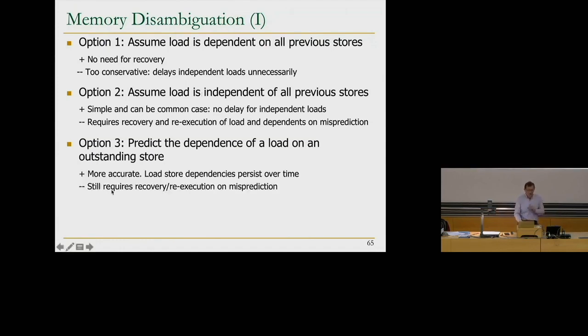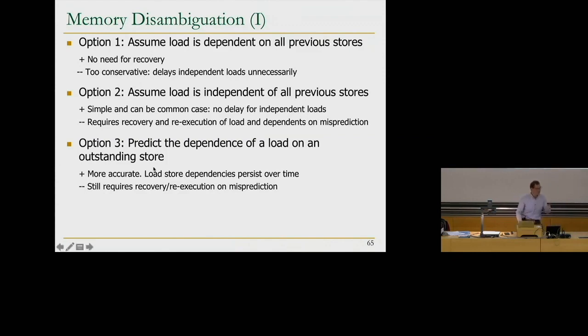The option 3 is the intelligent option. You basically predict the dependence of a load on an outstanding store. I'm not telling you how to actually do that. There are mechanisms for this. Actually, this was the subject of a very prominent legal battle between one university, whom I will not name, and a bunch of companies. The university claimed that they actually patented this work, and the companies used some sort of memory disambiguation, and there was a huge legal battle that lasted for a really long time. You can probably figure that out.